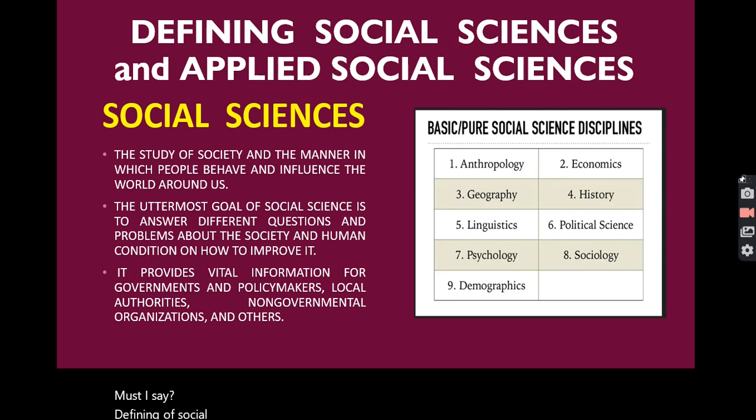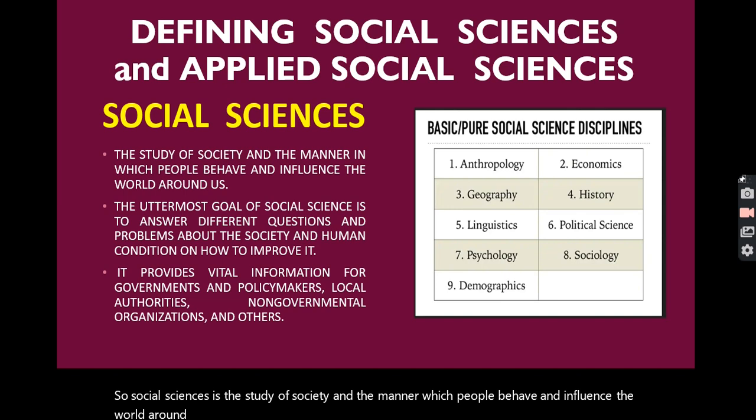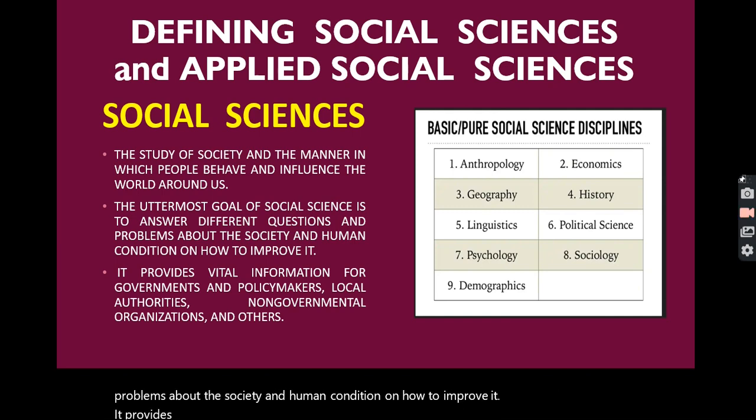So social science is the study of society and the manner in which people behave and influence the world around us. The uttermost goal of social science is to answer different questions and problems about the society and human condition on how to improve it. It provides vital information for the governments and policymakers, local authorities, and non-governmental organizations, and others.